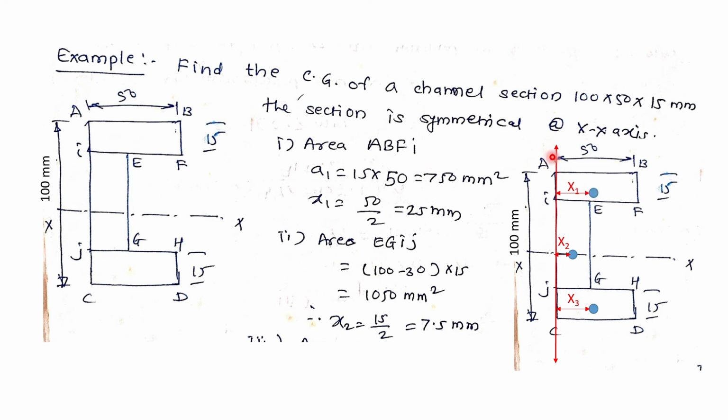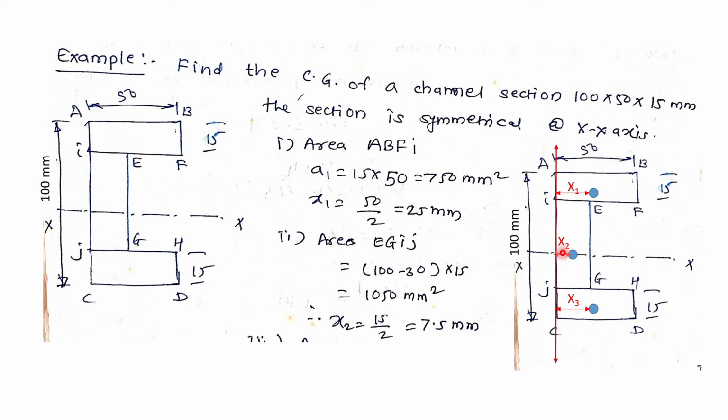So let us draw the diagram again and show clearly the CG of each individual part and its distance from the reference axis. Now we are choosing this y as a reference axis, students. By this time it is clear to you that when the figure is symmetrical about the x axis, our y axis is the reference axis. Similarly, when the figure is symmetrical about the y axis, then our x axis is the reference axis.